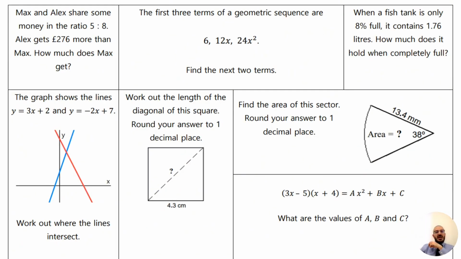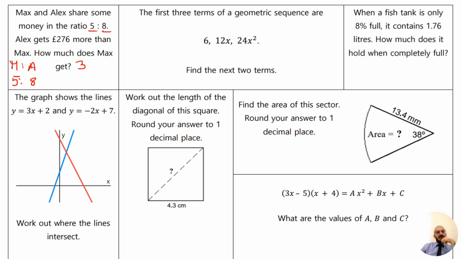Max and Alex share some money in the ratio of 5:8. Alex gets 276 more than Max. So this is 5, this is 8. So Max to Alex is 5:8. So the difference between 5 and 8, which Alex has as extra section, is going to be 3. So 8 take away 5 is 3. So 3 is represented by 276 then.